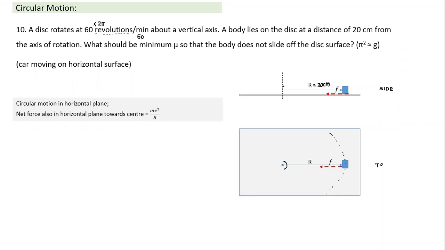Sideways, it will always remain. So if I call this the y coordinate, as it moves, its y coordinate will not change, which means it is moving in a horizontal plane. Acceleration in the y direction is 0. Hence the normal reaction will be equal to mg. But it has acceleration in the horizontal plane. At any point, the acceleration must be toward the center, which is equal to v square by r. If there is net acceleration acting towards the center, the force also must be acting towards the center, which is called centripetal force.